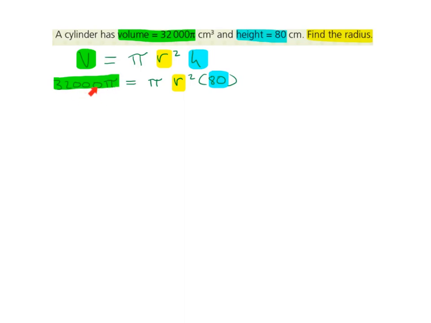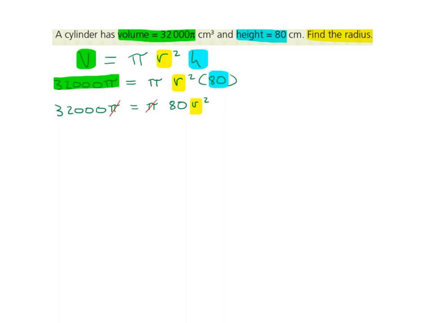So 32,000 pi was the volume we were given in the question, so we swap V for 32,000 pi. Again, we don't need the centimeters cubed. We do not know the r, so that stays the same. And we swap h for a set of brackets and put 80 into it because we're told that the height is 80. Next we simplify.